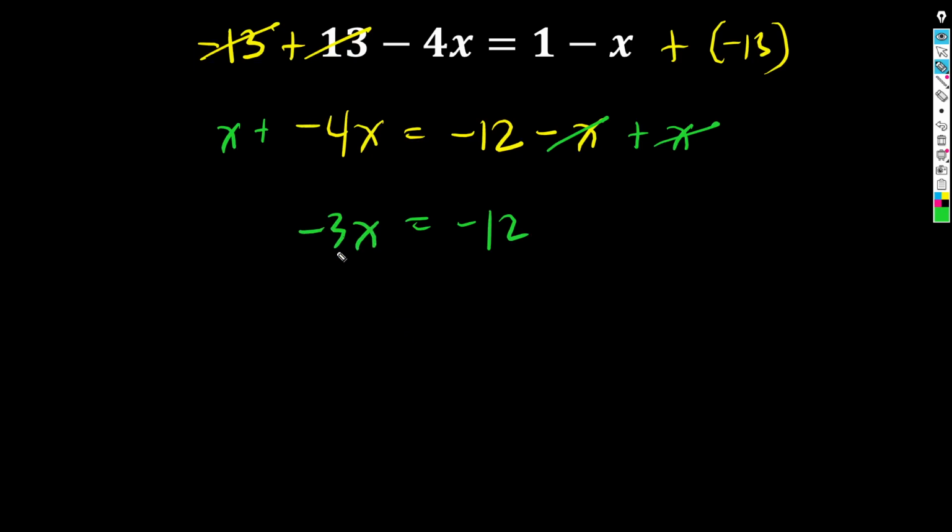Okay? Now, finally, again, I need to isolate my x. I still have a multiplier, negative 3, to get rid of. So, again, one of two things. You can verbalize it in one of two ways, CMPE.